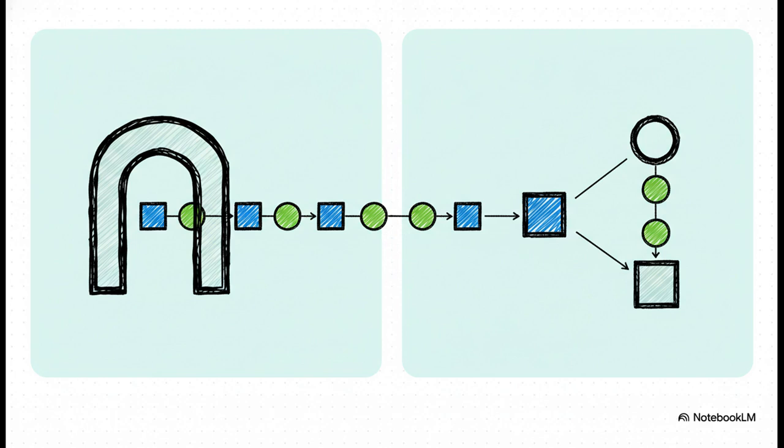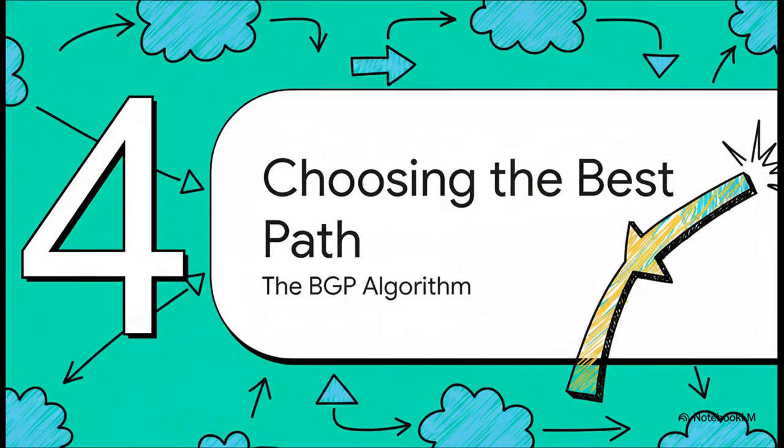This gives engineers way more granular control, especially when dealing with the two main flavors of internet traffic, IPv4 and IPv6. All right, moving on to Section 4.